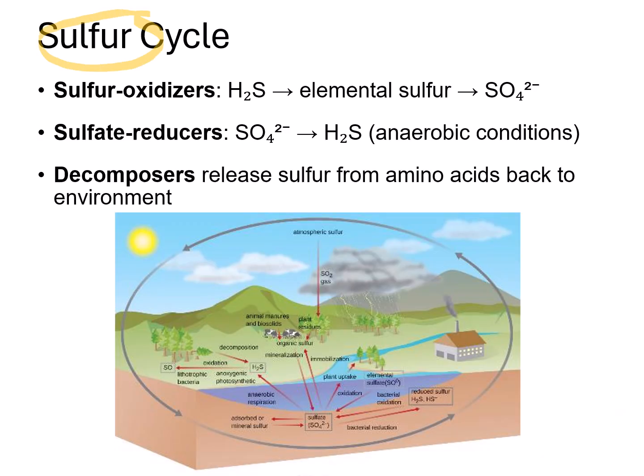In the sulfur cycle, sulfur oxidizing microbes convert hydrogen sulfide into elemental sulfur and then sulfate. Under anaerobic conditions, sulfate-reducing bacteria do the reverse, producing hydrogen sulfide. Finally, decomposer microbes also release sulfur. They can break down organisms, releasing sulfur from amino acids and return it to the environment.